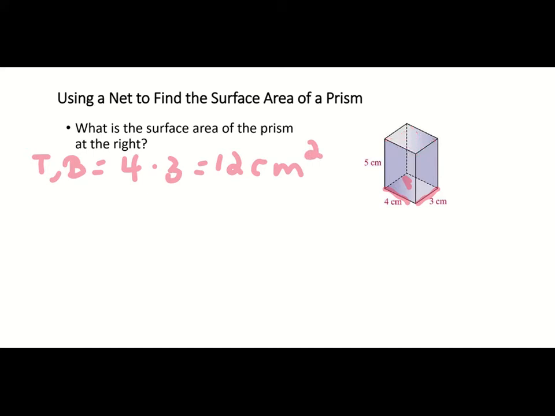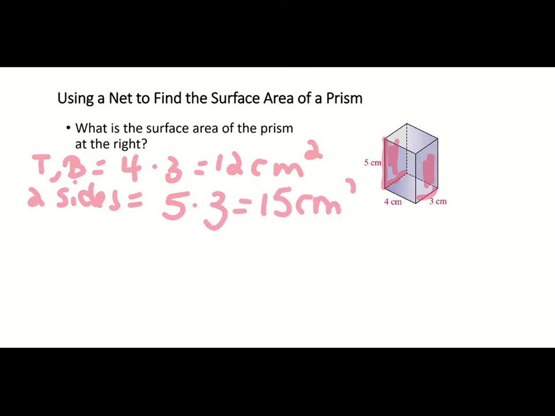Next, we are going to look at, we'll do the sides. So we'll do right here and right here. My dimensions are going to be 5, and right here I know this is going to be 3 because this is 3. So we'll do the two sides, and we do 5 times 3, and we get 15 centimeters squared. And that's for each side. So this is one side, and this is top or bottom, one of each.